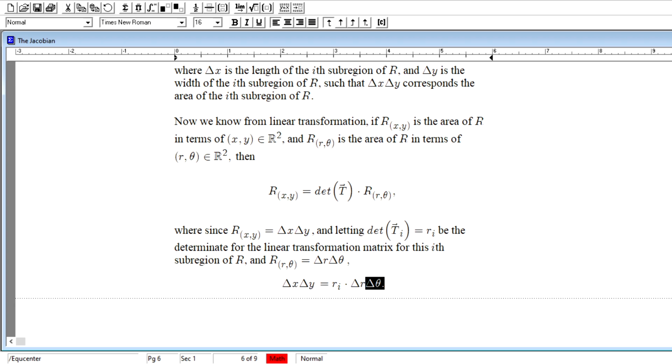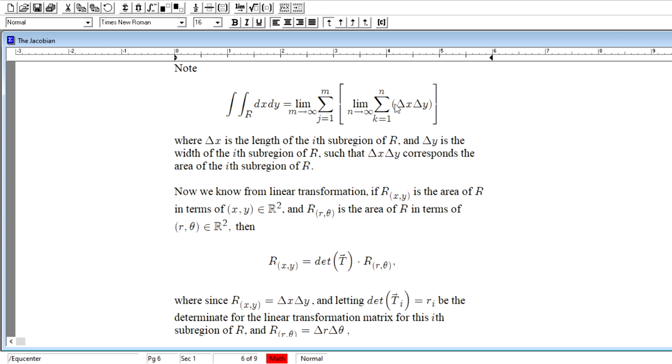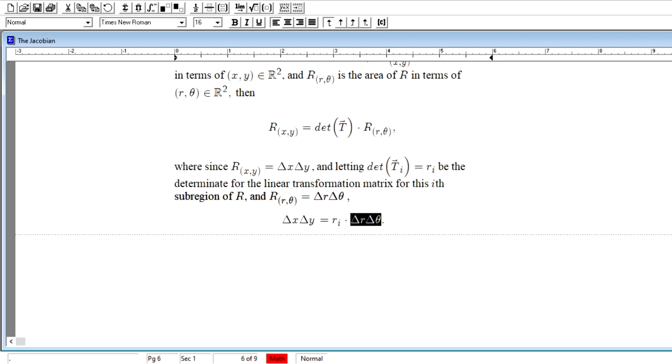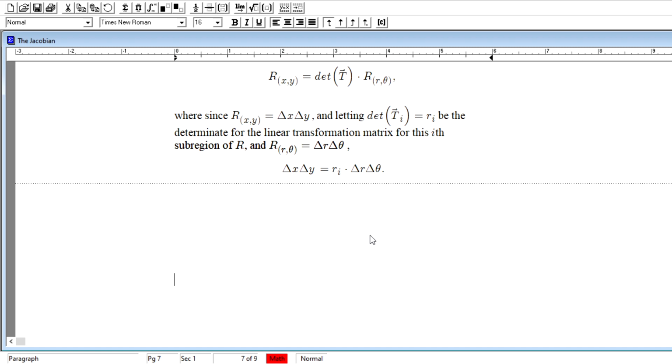So if we go back to this Riemann sum calculation and replace the delta x delta y with r sub i times delta r delta theta, we'll build this result.